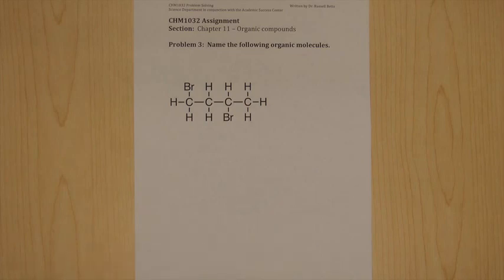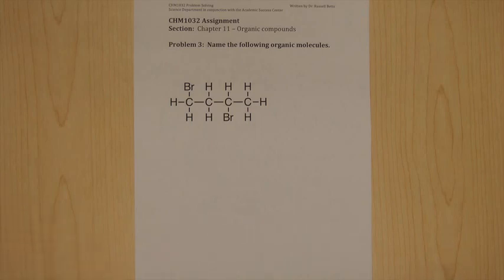Name the following organic molecule. Well, here we have a chain of carbons, a bunch of hydrogen, and a couple of bromines. So now we're going to be using IUPAC rules, International Union of Pure and Applied Chemistry, to assign a name to this molecule. I'm going to show you a technique that will help you name this molecule. I'm going to follow IUPAC rules, but I'm going to give you a systematic way to name this compound or remember how to name it.